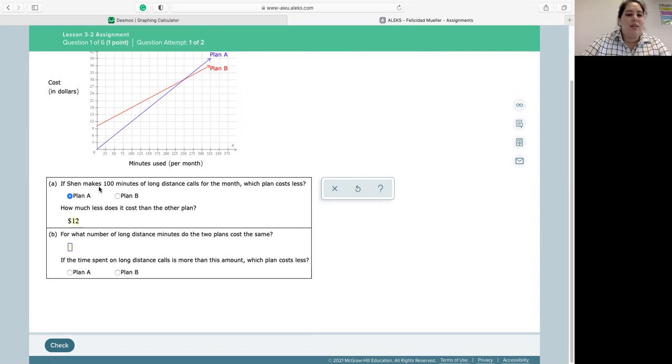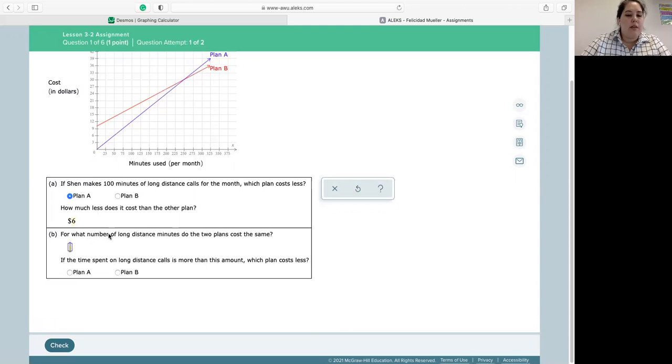But actually, that is not the question asked. The question is the difference in price. How much less does it cost than the other plan? So this one's at 12 and this one's at 18. So it'd be $6 cheaper.